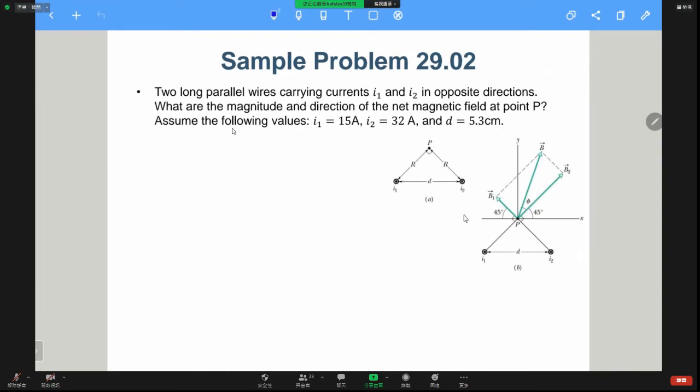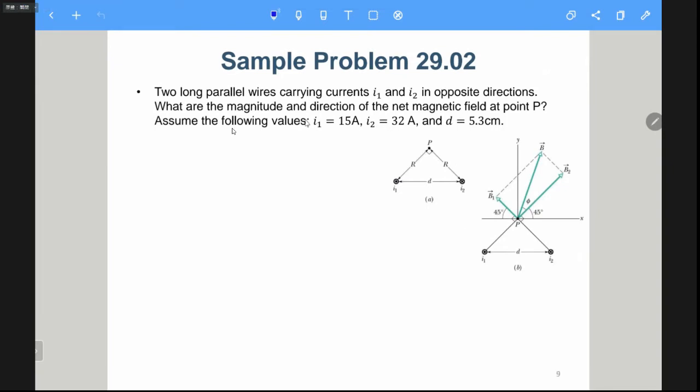Okay, so here we have another sample problem. It says two long parallel wires carrying currents I1, I2 in opposite directions. What are the magnitude and direction of the net magnetic field at point P? Assume the following values, I1, I2, and D. D is the distance between them.